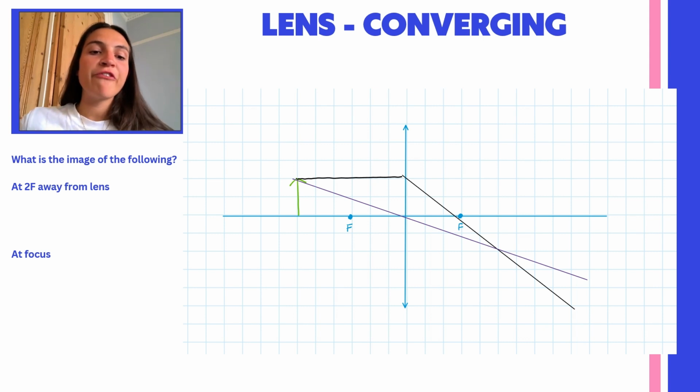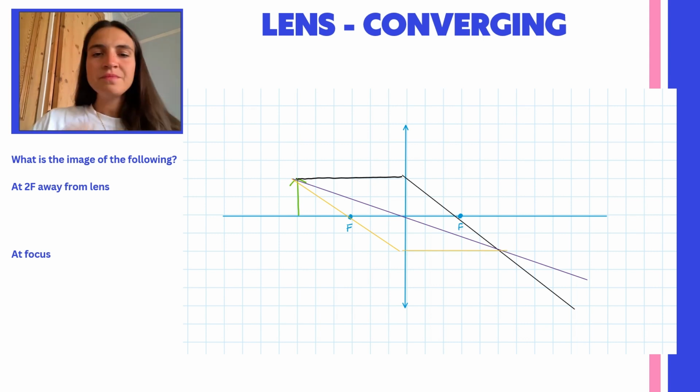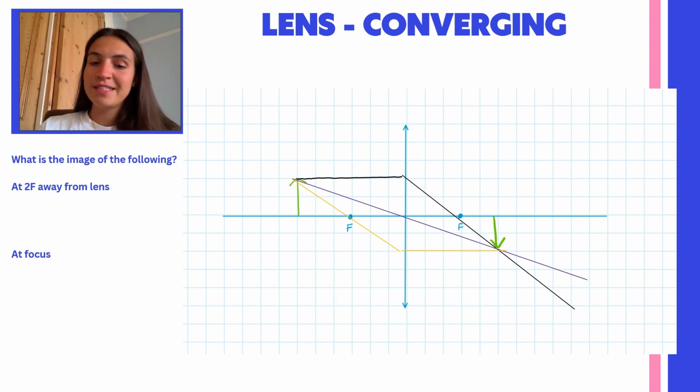Okay, and then my final line here is one that actually goes through the focus on the left-hand side of the picture, and then when it hits the lens, it travels parallel to the horizontal. And you can see that these have all converged or met at a point, and that point of my image matches the point that I started drawing these lines from for my object. So that will be the tip of my arrow, and that comes down from the horizontal like that.